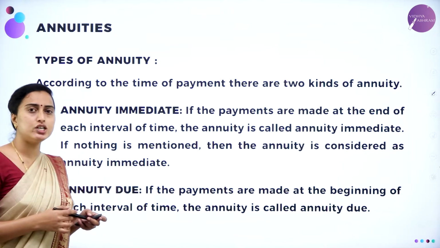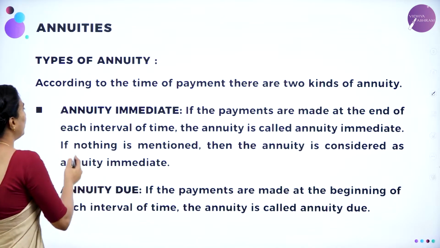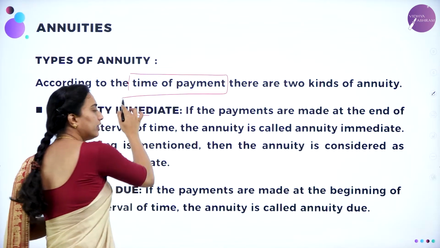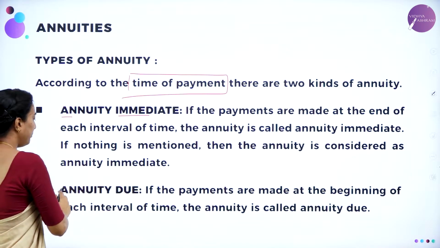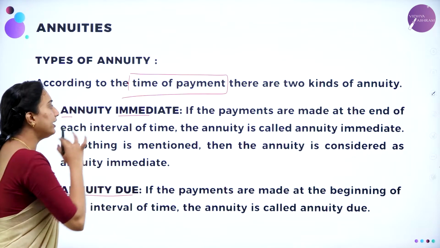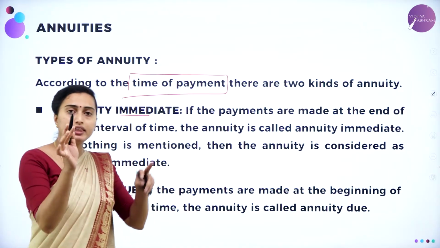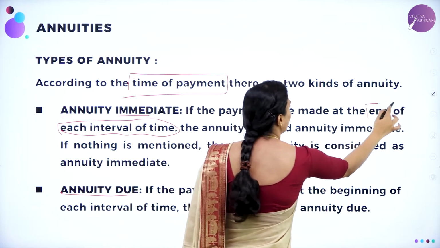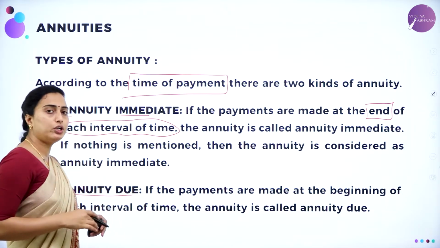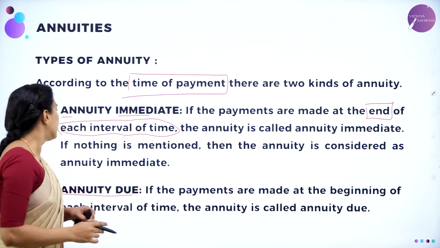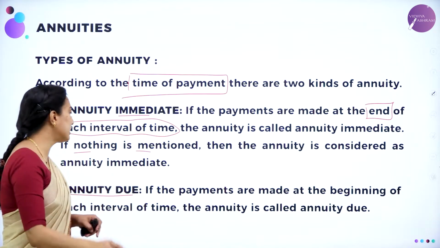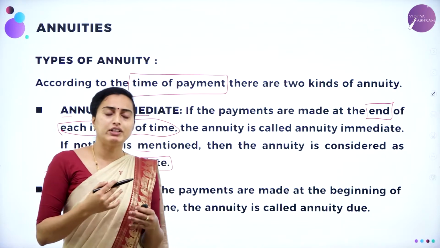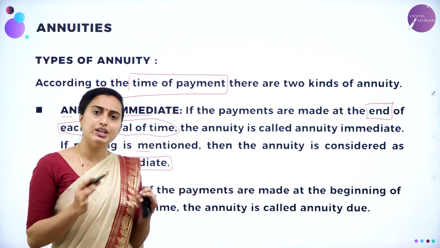What are all the types of annuity you are going to have under this? So the types of annuity go like this. Annuity immediate, that means it depends on the time of the payments, okay? There are two kinds of annuity actually. One is annuity immediate, another one is annuity due. Annuity immediate means if the payments are made at the end of each interval of time, this is important, at the end of each interval of time, then the annuity is called annuity immediate. Understood? If nothing is mentioned, then the annuity is considered as annuity immediate. Suppose in the problem they have not mentioned whether it is an annuity due or an annuity immediate, it is considered as annuity immediate only.